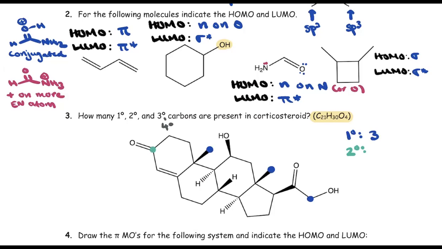We see that this one looks like it's going to be secondary because it's only bound to 2 carbons. This one has a double bond, but don't worry about the double bonds. It's still only bound to 2 carbons. This is bound to 2 carbons. This is bound to 2 carbons. Moving along, we have this one bound to 2 carbons. This one, this one, this one.